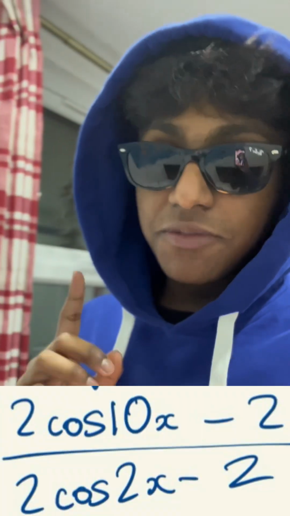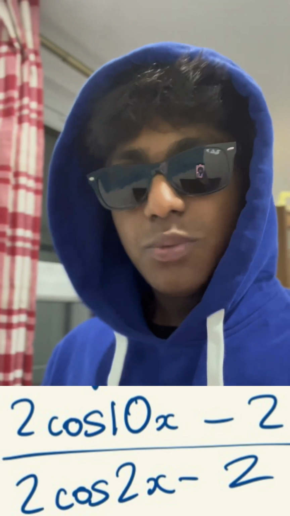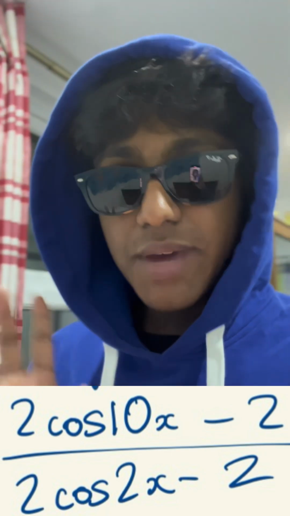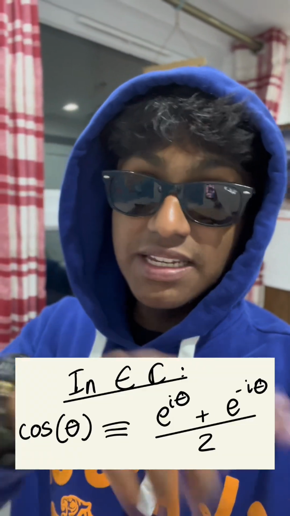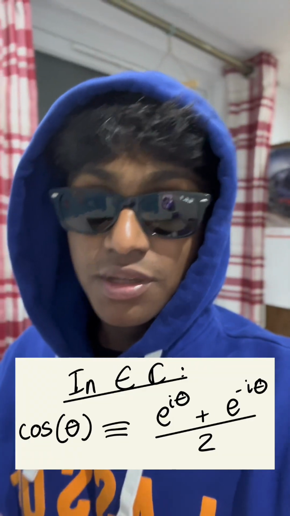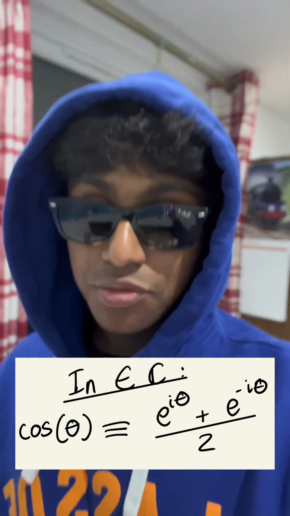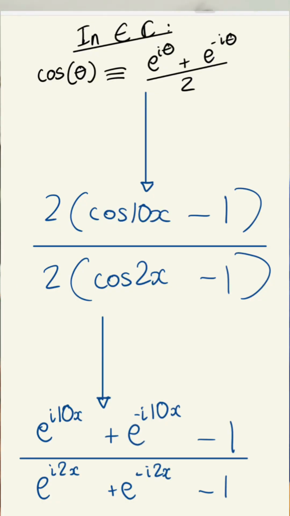But we're not done simplifying yet, because we need to make things a bit more imaginative. That pun makes sense because we're going to be using complex analysis. The function of cosine theta can just be written as e to the i theta plus e to the negative i theta all over 2. And we're going to utilize this a lot throughout the whole integral. After pushing this into our original expression, we're left with this. e to the 10ix plus e to the negative 10ix minus 1 over e to the 2ix plus e to the negative 2ix minus 1.